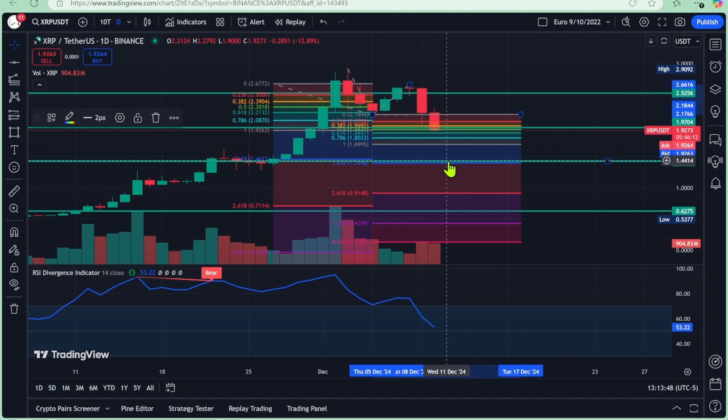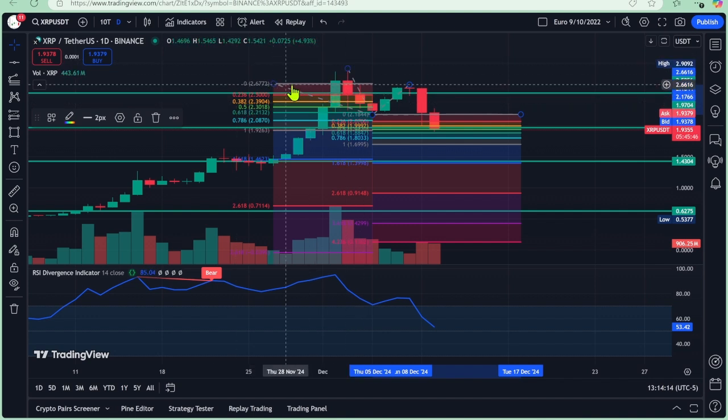So for right now, we're talking $1.44 area. Not exactly $1.44, but somewhere in this range here, okay? That would be close enough. If it gets anywhere within this range here, for all intents and purposes, it would have hit this area. So keep that in mind. I'll keep this up just to see that, because we can bring this back online if we want to.